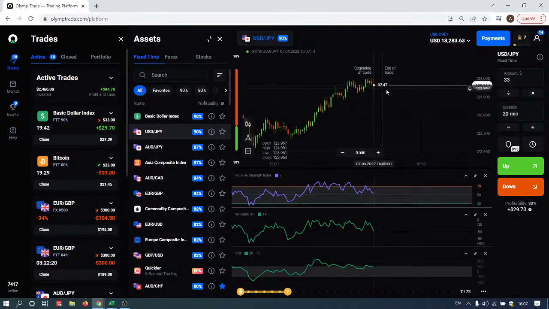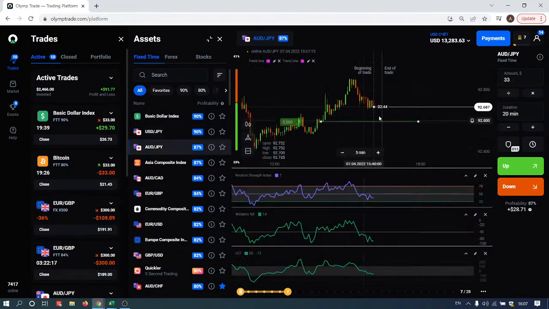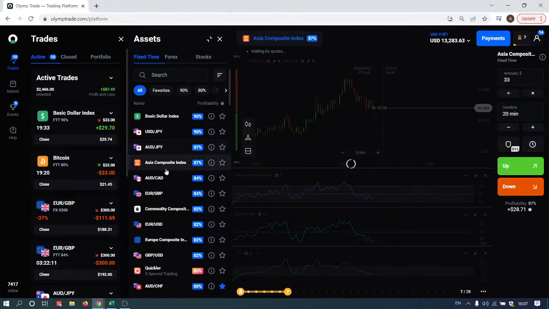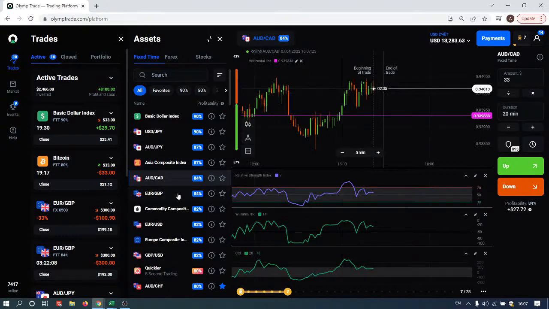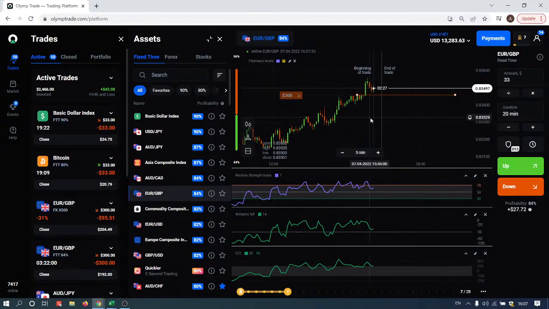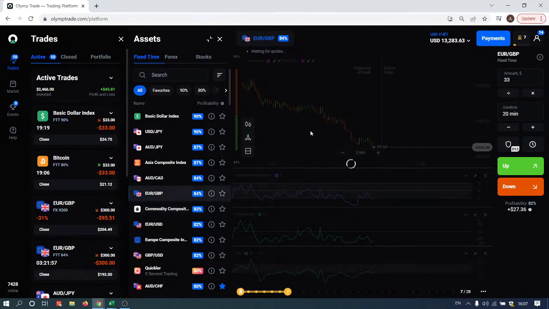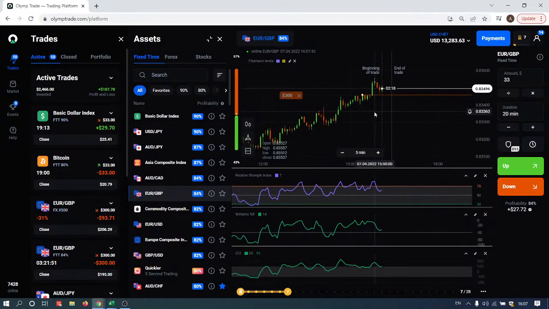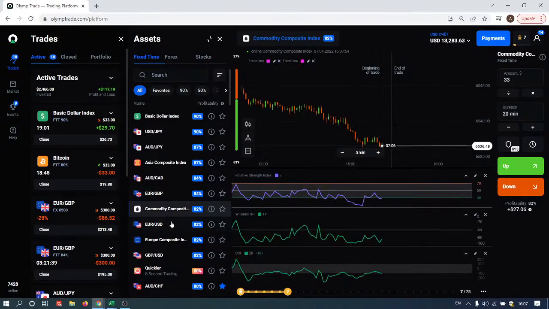Okay, so USD JPY, no signal whatsoever. I don't really see any signal on the AUD JPY. No signal here as well. The Euro GBP, no, I don't really like it. Okay, kind of. Okay, let's skip it. I'm not really sure about this one.